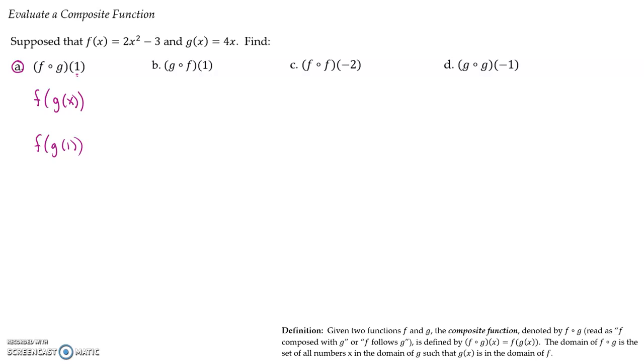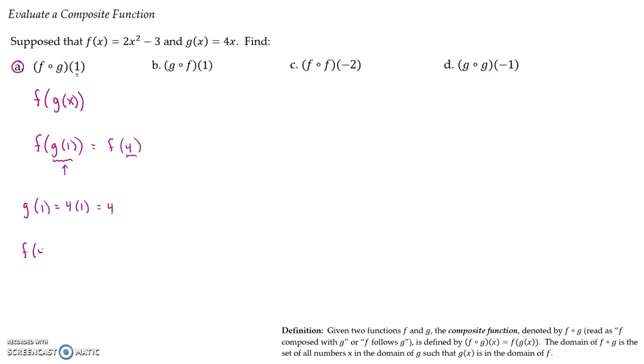So let's go ahead and plug in the 1 into our function for g. So g of 1 is going to give us 4 times 1. It's going to give us a 4. So kind of think of it as we're now going to be replacing this g of 1 piece with the answer we just got. So we're going to go ahead and calculate f of 4. Right? That's the piece that replaces g of 1.